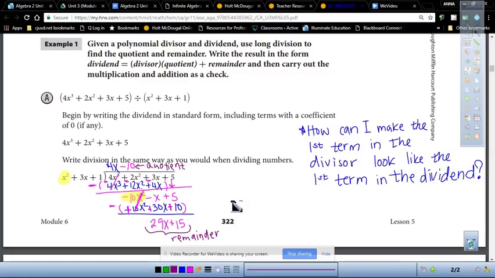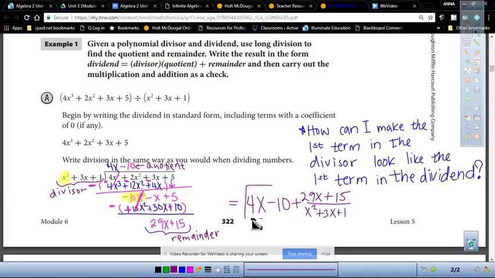So now my final answer, I'm going to write my quotient plus I need to do the remainder over the divisor. Remember this part on the outside here? This was my divisor. So I'm going to get 29x plus 15 divided by x squared plus 3x plus 1. And there's the answer to my division problem.